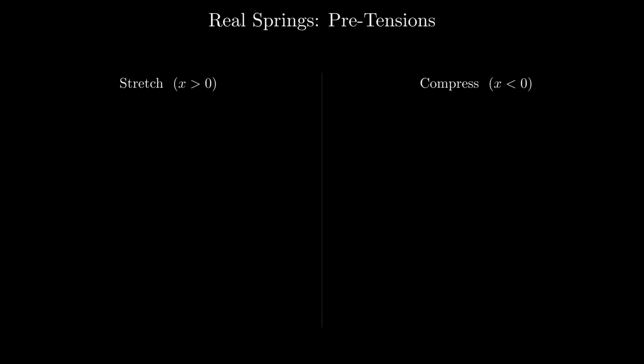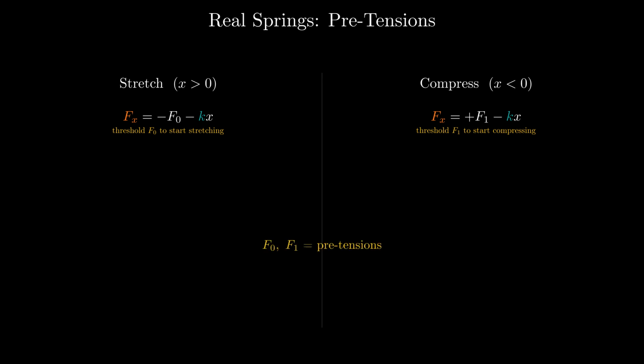Real springs add a wrinkle. Many are wound so tightly that you must apply a threshold force before they yield at all, a force of magnitude F0 before the spring begins to stretch, and a force of magnitude F1 before it begins to compress. These thresholds are the spring's pretensions. To honor them, Hooke's law splits into two cases. For positive x, the force is minus F0 minus kx. For negative x, the force is plus F1 minus kx. The two pretensions, F0 and F1, need not be equal, and like the spring constant, both are pinned down by experiment.